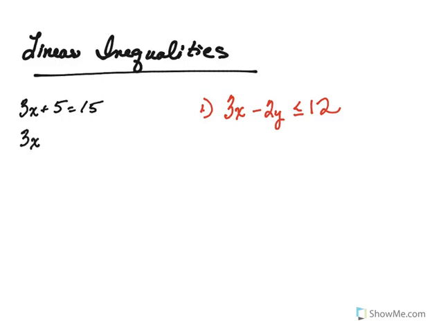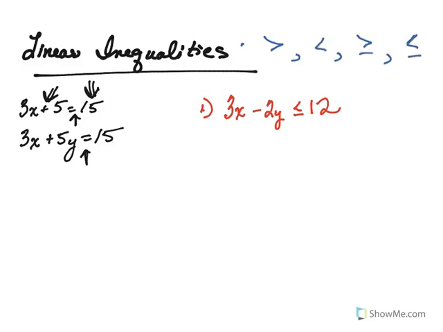So let's say I had 3x plus 5y equals 15. Again, a linear equation. It's an equal sign, meaning that the left side must equal the right side. What we're dealing with now is the same idea, only it's called linear inequalities, meaning that they're not equal. So either they're going to be greater than, less than, greater than or equal to, or less than or equal to. So those are our options.